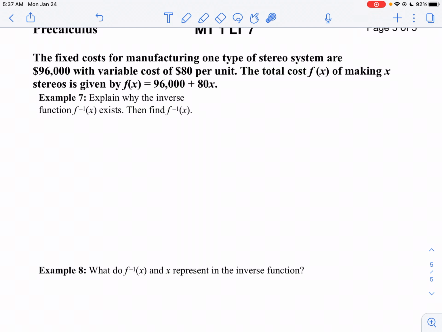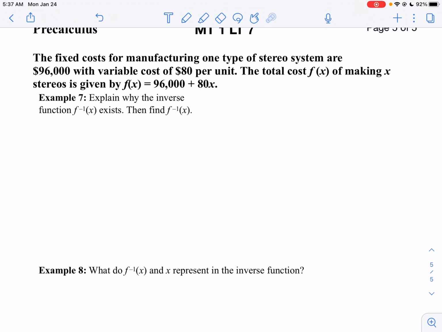to figure out how much you need to budget for. So the total cost, f of x, of making x stereos is given by this equation, 96,000 plus 80x. First question, explain why the inverse function exists.